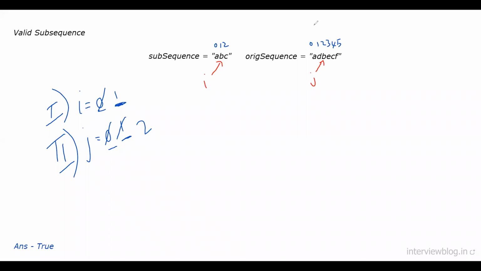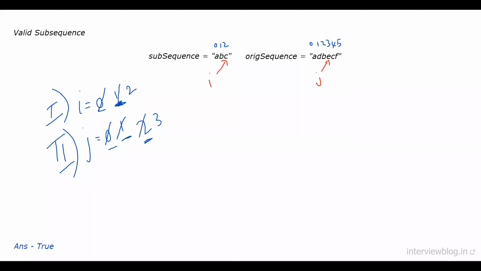Now I'll be comparing the element that is present in the first index of the subsequence, which is B, to the element that is present in the second index of the original sequence, which is also B. Since both of these characters are equal, I'll be updating both the pointers. That is, my ith pointer will be updated from 1 to 2 and my jth pointer will be updated from 2 to 3. So I'll be moving both the pointers one step forward.